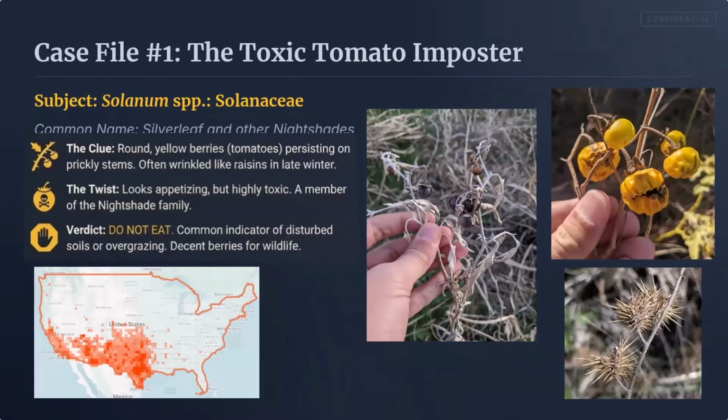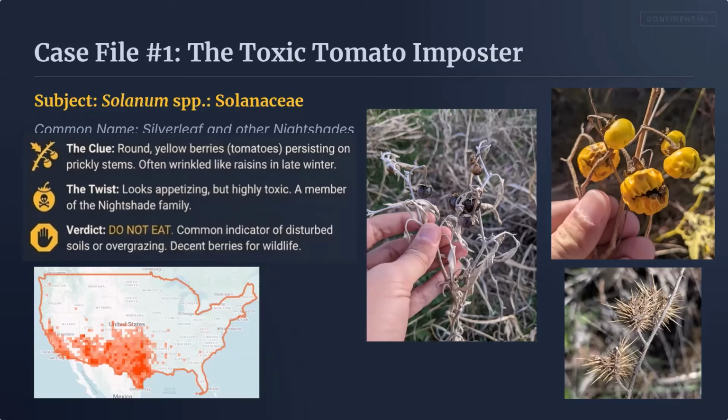So now I'm just going to give you a few examples of things to look out for, specific species or genera. In this case, we've got the toxic tomato imposter. This is the Solanaceae family, or Solanum. There's lots of different species in this family. Some are very toxic and some are not as toxic, but if you aren't sure, you should not try to eat them. They do look like little tomatoes, and that's because tomato is in this genus, Solanum.